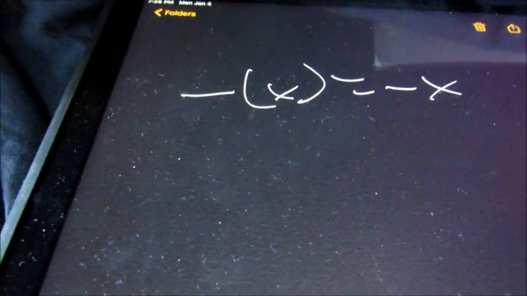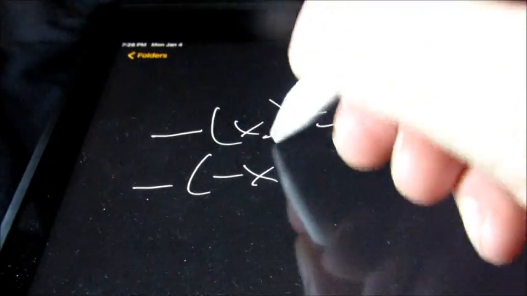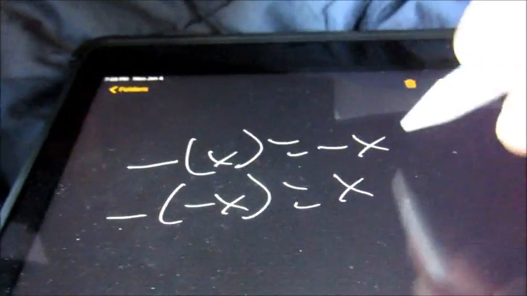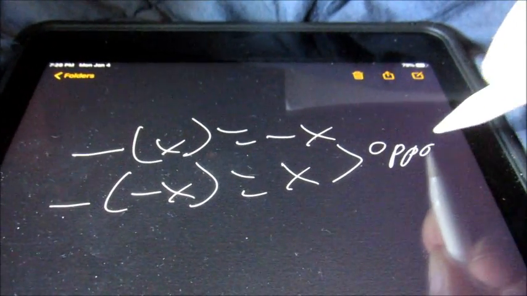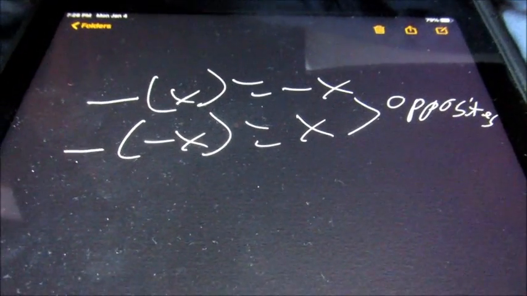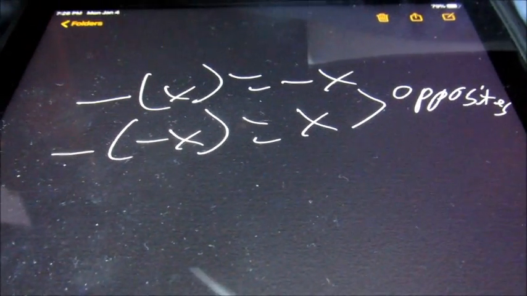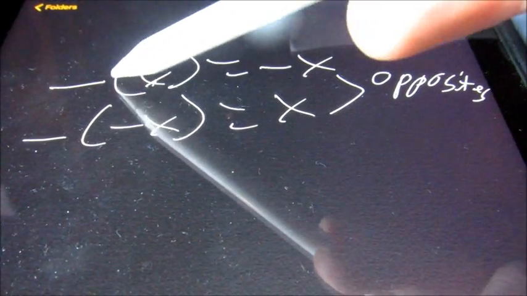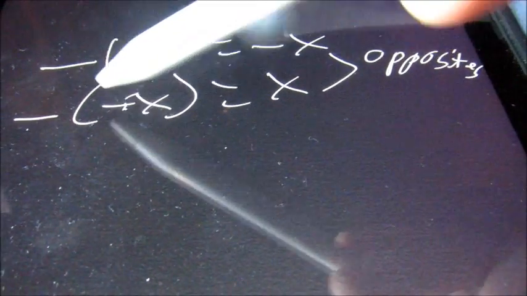Okay, so going back to opposites, if we have negative of an x, that's going to be negative x. If we have negative of a negative x, that equals a positive x. Those are the opposites. We talked about those before, where we just need to change the sign. So if we have a negative on the outside, if it's positive to begin with, it becomes negative. If it's negative to begin with, it becomes positive.